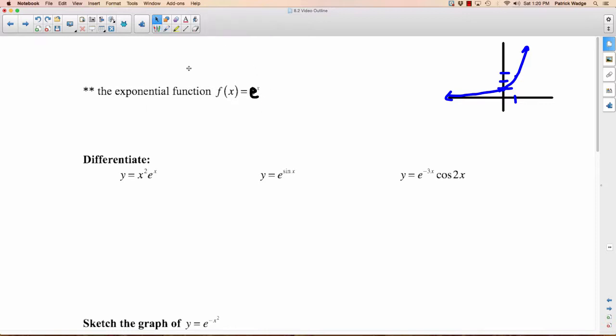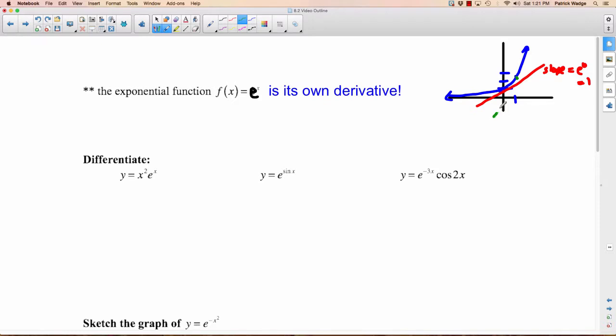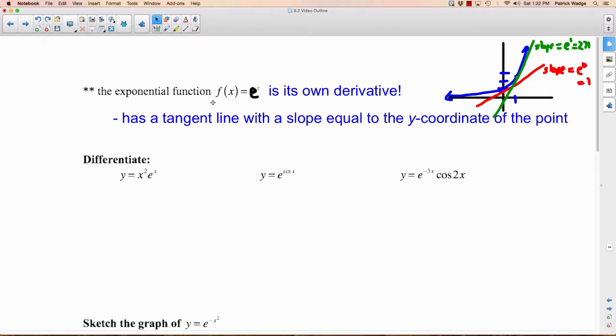Now, the cool thing is, with the exponential function f of x equals e to the x, this function is its own derivative. So for example, if I was to draw the tangent line at this point right here, looks something like this, you know what the slope of that would be? It would be e to the 0, or 1. If I was to draw another tangent line right at this point, what would the slope of that one be? Well, that was when we had an x value of 1, so the slope would be e to the 1, which is just e, or 2.71, whatever. So whichever point you take on this e to the x graph, the slope of the tangent line at that point will be exactly equal to the y value of the function itself. Pretty crazy. So just to summarize, it has a tangent line with a slope equal to the y coordinate of the point.